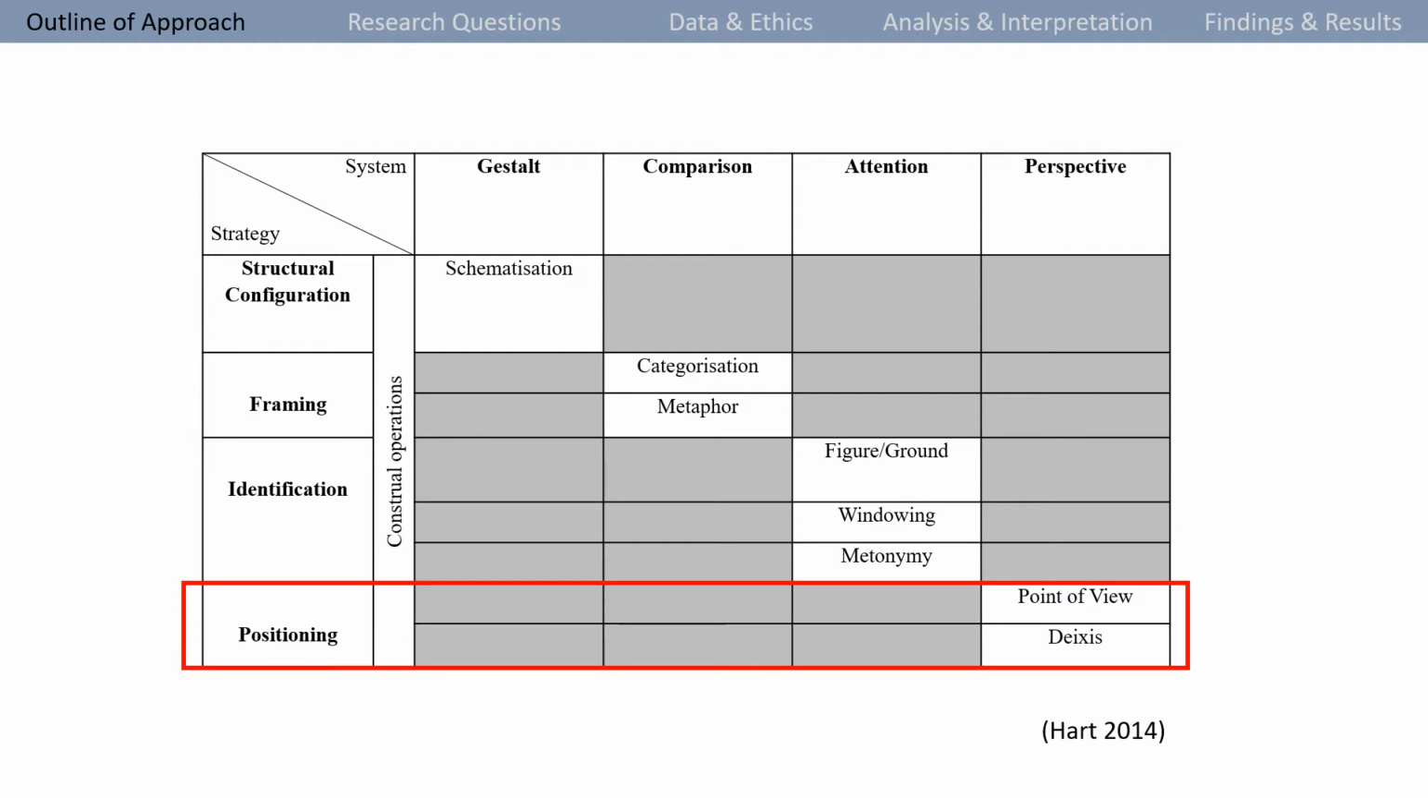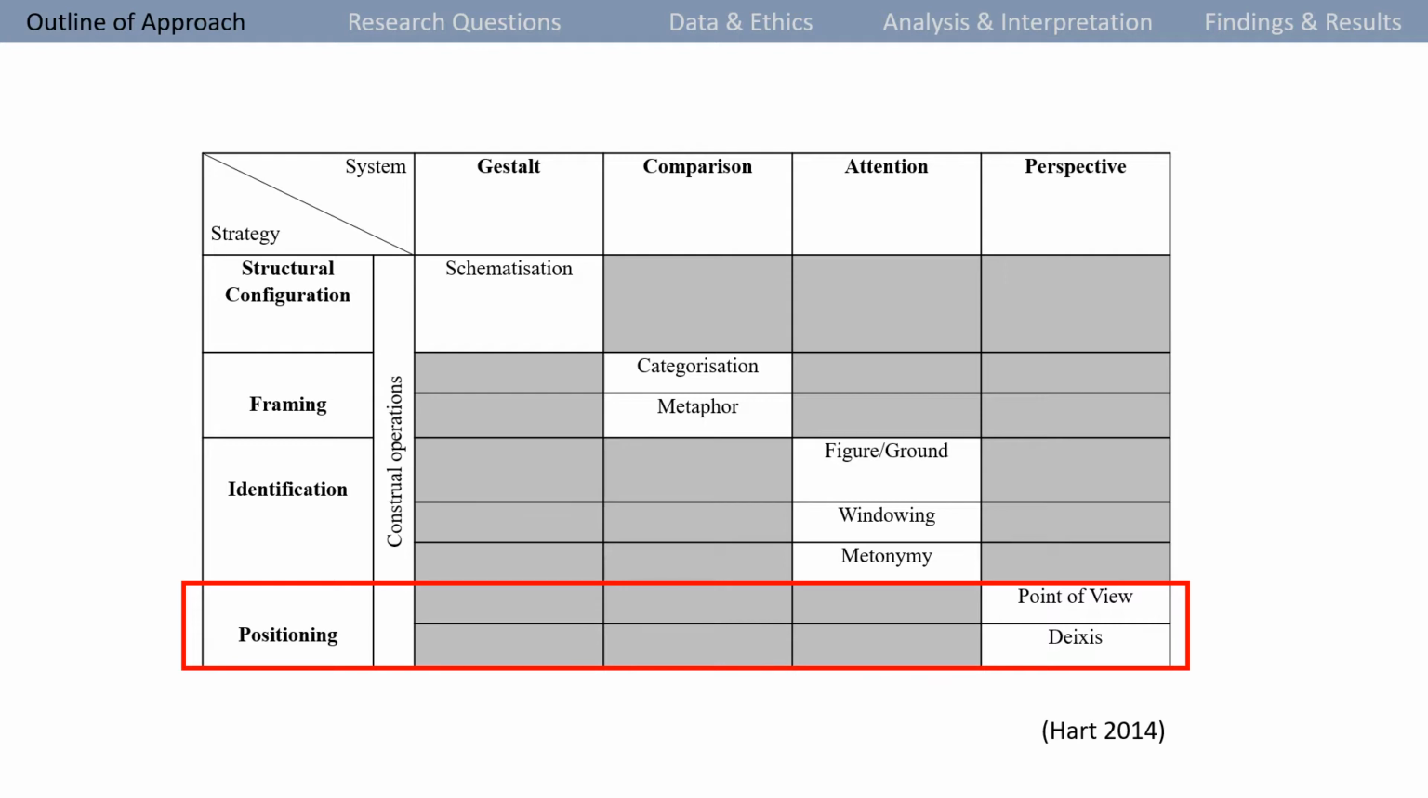Finally, positioning strategies exploit our ability to assume a different perspective on any given scene. Realized in the construal operations of point of view and deixis, positioning strategies concern where we situate ourselves in terms of space, time, and evaluation, and where we locate the position of actors, actions, and events referred to in a text relative to that position.